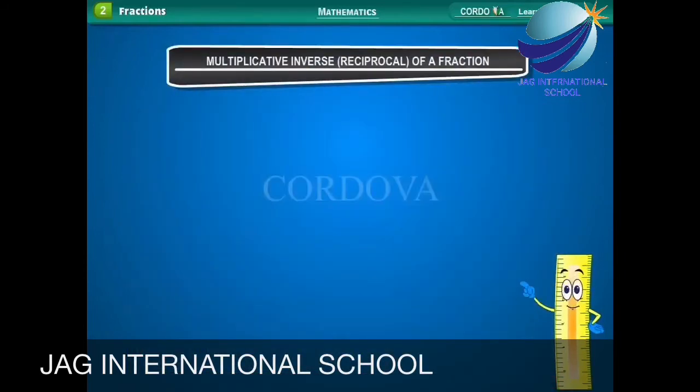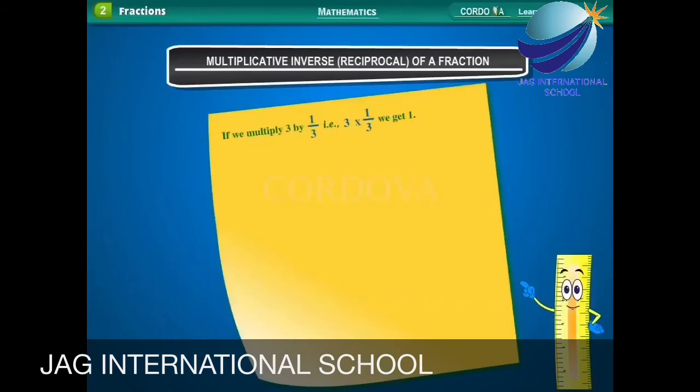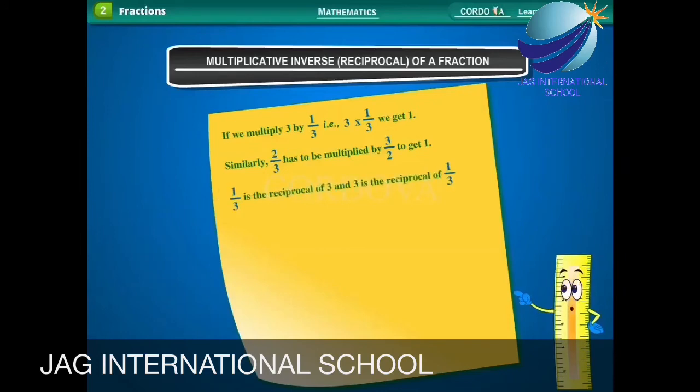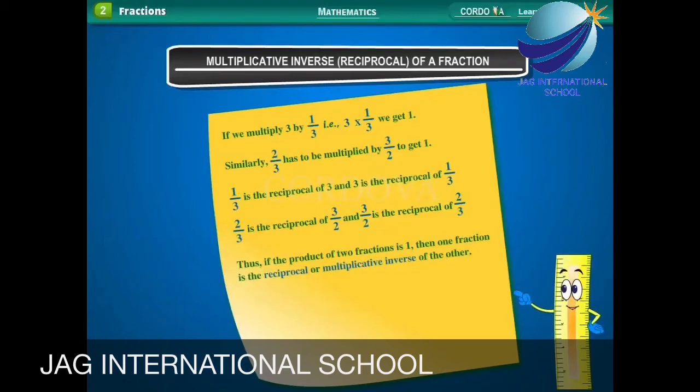Multiplicative inverse, reciprocal of a fraction. If we multiply 3 by 1/3, that is, 3 × 1/3, we get 1. Similarly, 2/3 has to be multiplied by 3/2 to get 1. 1/3 is the reciprocal of 3, and 3 is the reciprocal of 1/3. 2/3 is the reciprocal of 3/2, and 3/2 is the reciprocal of 2/3. Thus, if the product of two fractions is 1, then one fraction is the reciprocal or multiplicative inverse of the other. Clearly, the reciprocal of a non-zero fraction a/b is the fraction b/a.